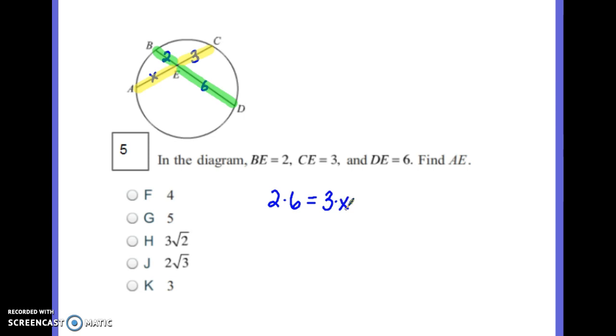Again, the product of the two portions of each of the chords will be equal to each other. So that means 12 will be equal to 3X. And if you divide both sides of the equation by 3, that means X will be 4. So our answer choice is letter F. So another thing that might be wise to review would be the relationships among the angles and among the segments that you can construct both inside and outside of circles.